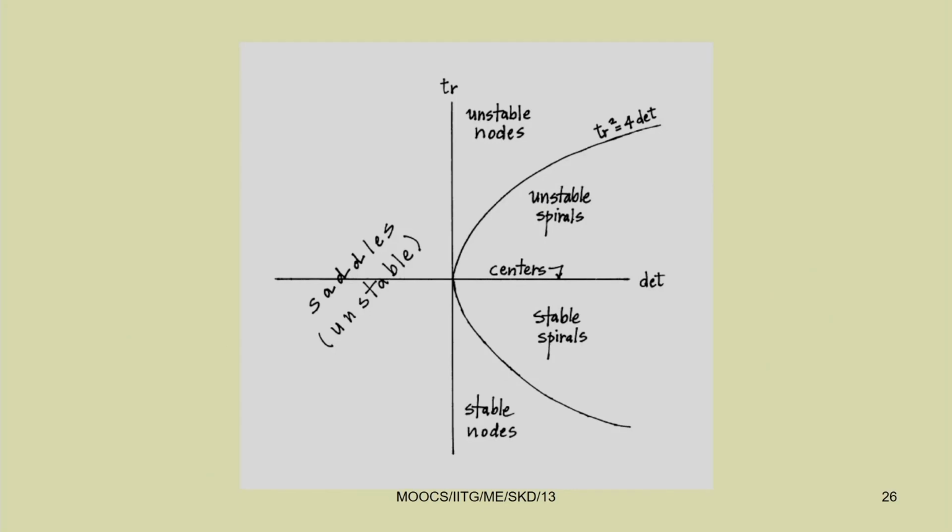So, this way you can see, for example, if one plots this determinant versus trace, this part is taken from the nonlinear oscillation book by R. Rand. If you plot this determinant versus trace, you can see we can have different types of response.